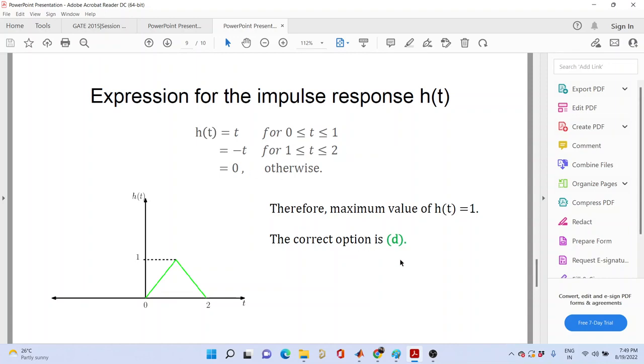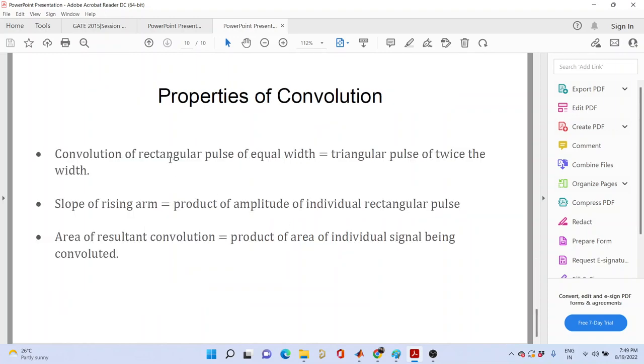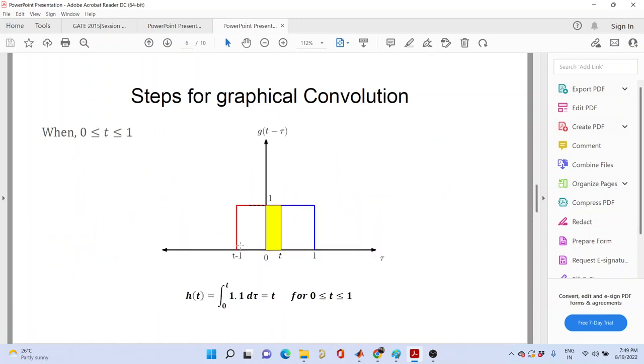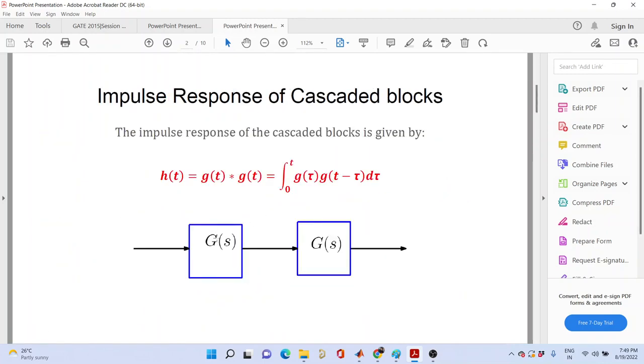But we need not go for all this lengthy procedure for a competitive exam. You have to keep certain properties of convolution in mind. The first property is, if we convolve two rectangular pulses of equal width, then what we get is a triangular pulse of twice the width. That is what we have got, right? The width of each of these square signals was unity.